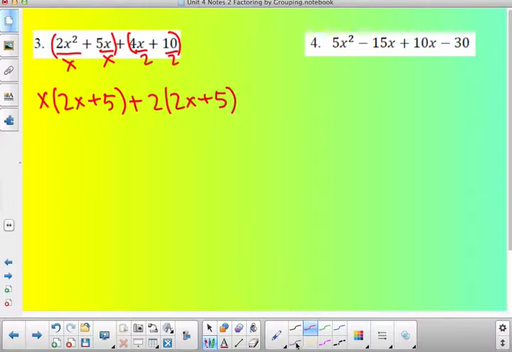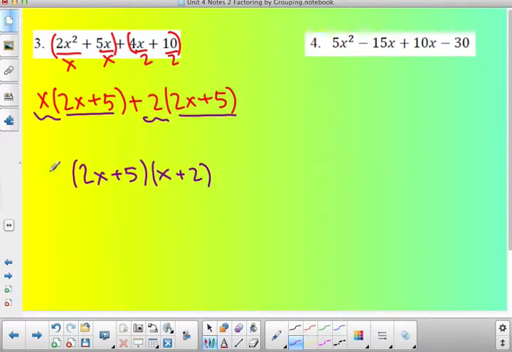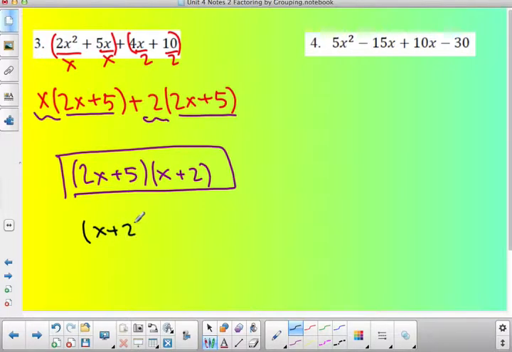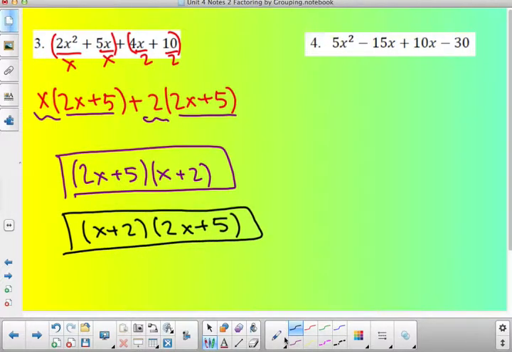And then again, you always want to check. 2x plus 5, 2x plus 5, those match, that's good. So one of my factors is 2x plus 5. The other factor is the GCFs put together, x plus 2. And there's my factored form. And again, you could also write this as x plus 2 and 2x plus 5. Same thing, you get the same answer. Let's do one more example together as practice.